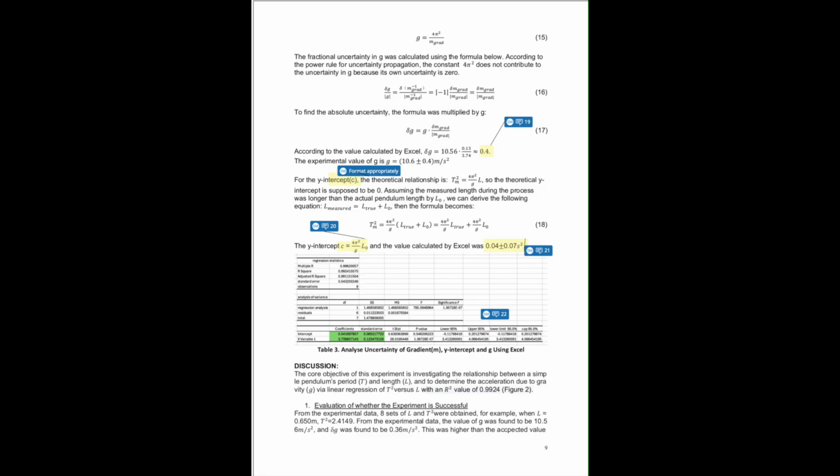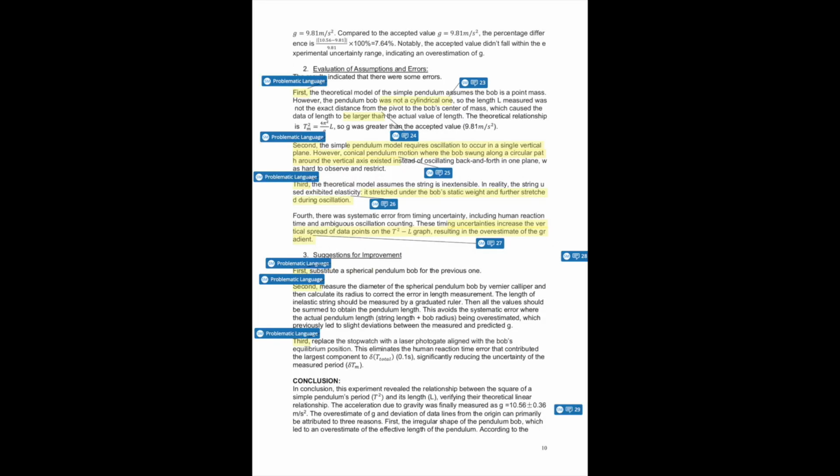At the bottom of page 6, the report uses the r-squared value appropriately to support model validity and then correctly calculates the percentage error in g. This is well done. Page 7. Discussion. Part 2 and conclusion.